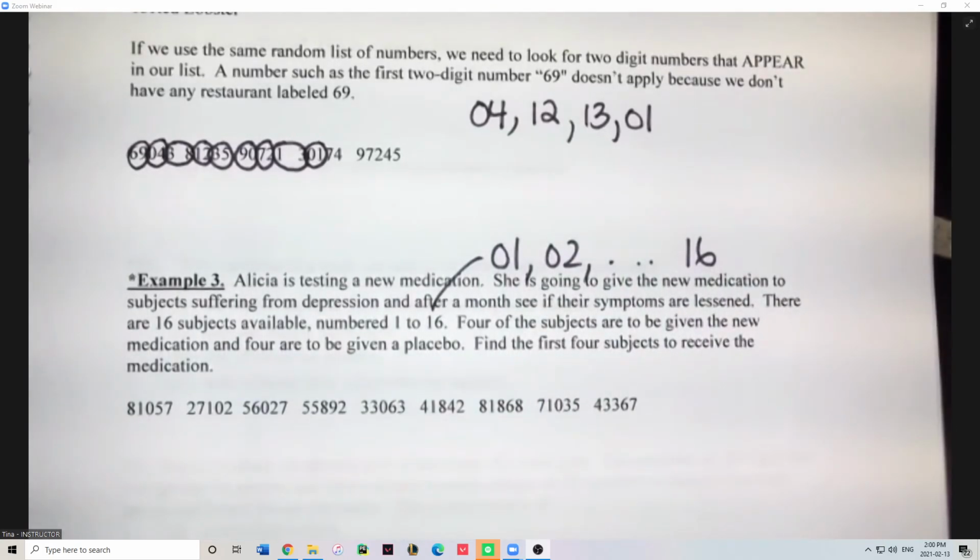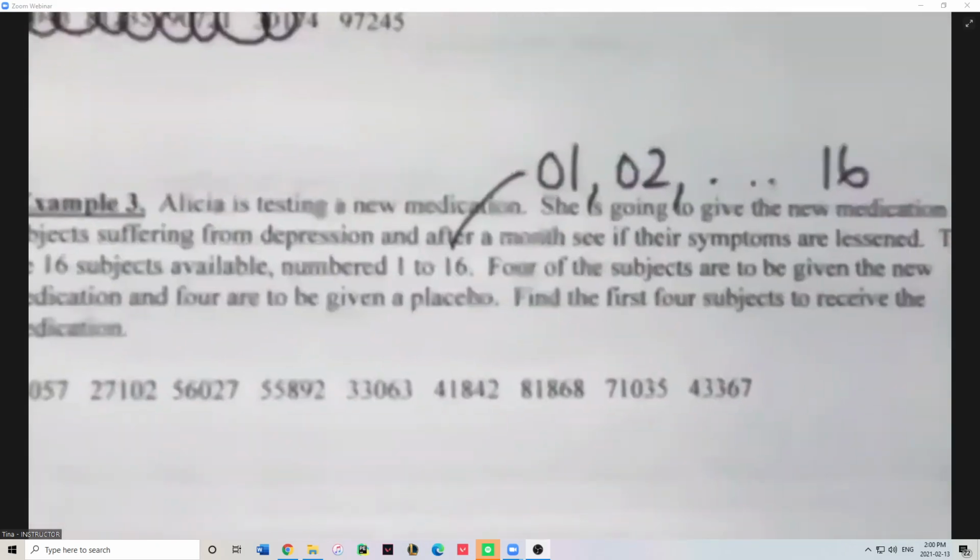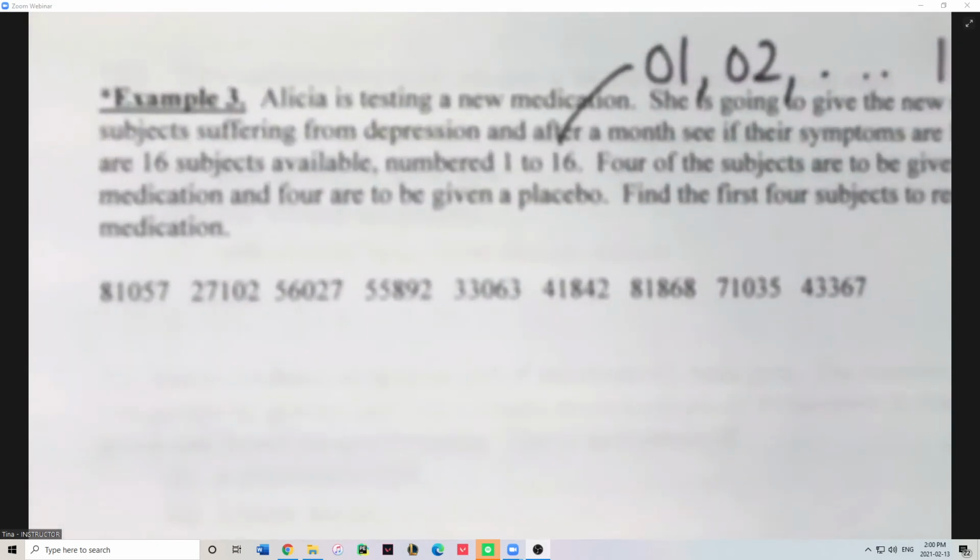It says that 4 of the subjects are to be given the new medication and 4 to be given the placebo. Find the first 4 subjects to receive the medication. If it said find the second 4, then you'd have to find the first 4 and then keep going and find the second 4. But this says find the first 4 to receive the new medication. So I'm going to make it bigger again so that you can see the numbers better.